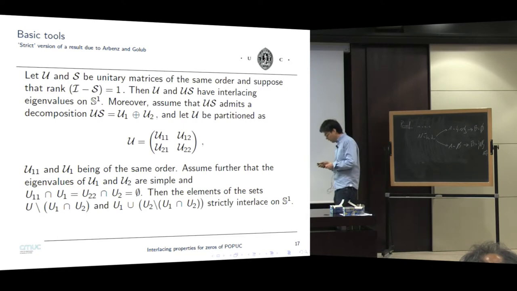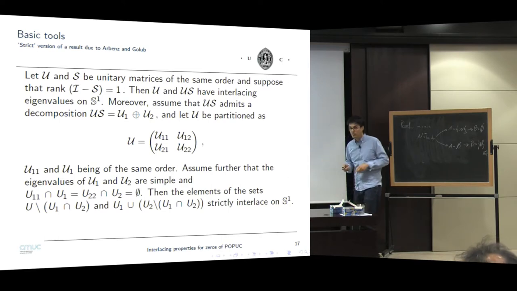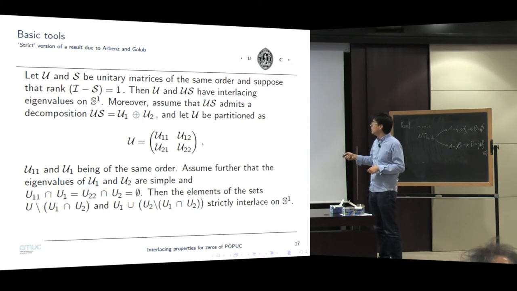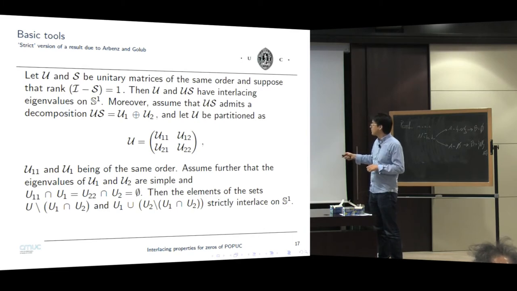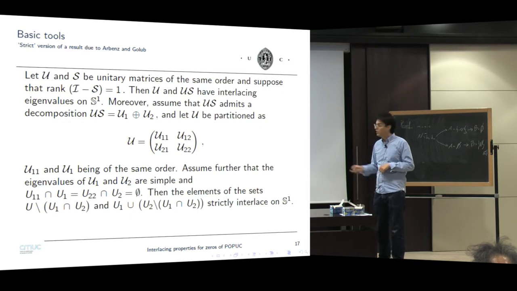But we are interested in proving, under some additional conditions, the possible common eigenvalues between these two matrices. For this, assume that the matrix US admits these decompositions. The order of this matrix will be equal to the order of this one, and so the order of this one will be equal to the order of this one. Assume also that U1 has simple eigenvalues and U2 has simple eigenvalues. And assume that these two matrices have no common eigenvalues, and the same happens with this one and this one. With this notation I'm denoting the set of eigenvalues of the matrix U1, and for the rest it is the same. Under this condition, we can prove that the elements of these two sets interlace.